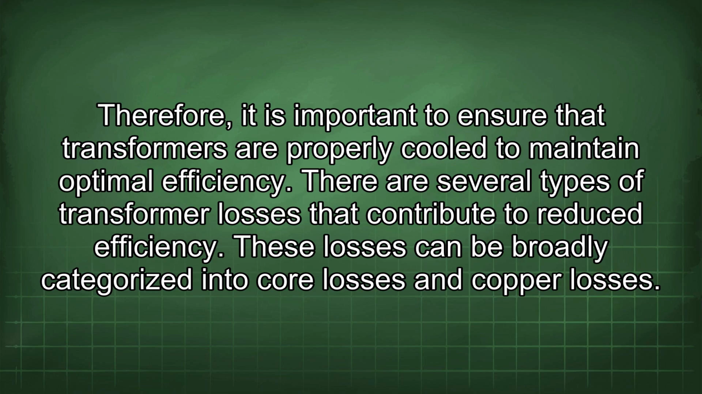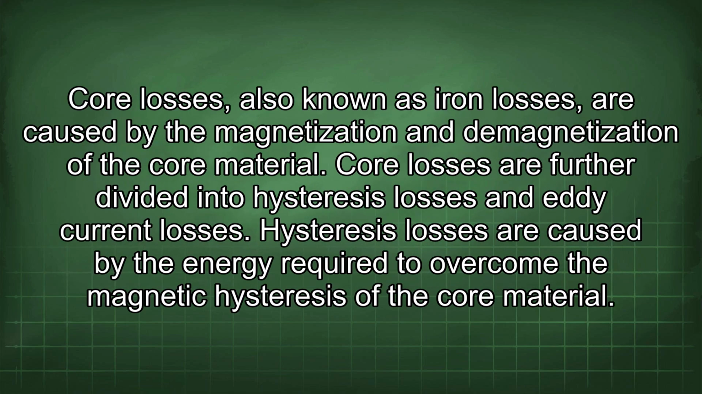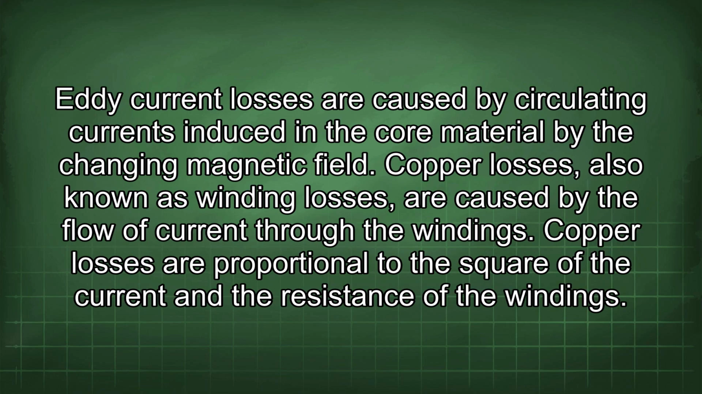These losses can be broadly categorized into core losses and copper losses. Core losses, also known as iron losses, are caused by the magnetization and demagnetization of the core material. Core losses are further divided into hysteresis losses and eddy current losses. Hysteresis losses are caused by the energy required to overcome the magnetic hysteresis of the core material. Eddy current losses are caused by circulating currents induced in the core material by the changing magnetic field.